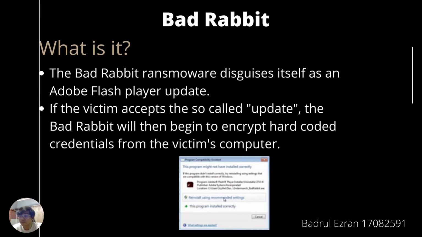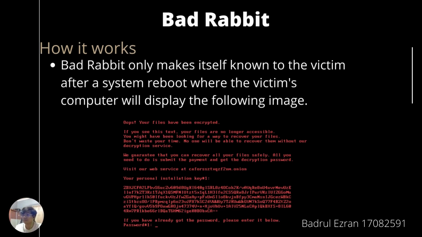The Bad Rabbit ransomware disguises itself as an Adobe Flash Player update, and if the victim accepts the so-called update, Bad Rabbit will then begin to encrypt hard-coded credentials from the victim's computer. Here is a screenshot of the fake Adobe Flash Player update initialized by Bad Rabbit. Bad Rabbit only makes itself known to the victim after a system reboot, when the victim's computer will display the following image. If the victim already has this image on its screen, it is most likely that all the data has already been encrypted.